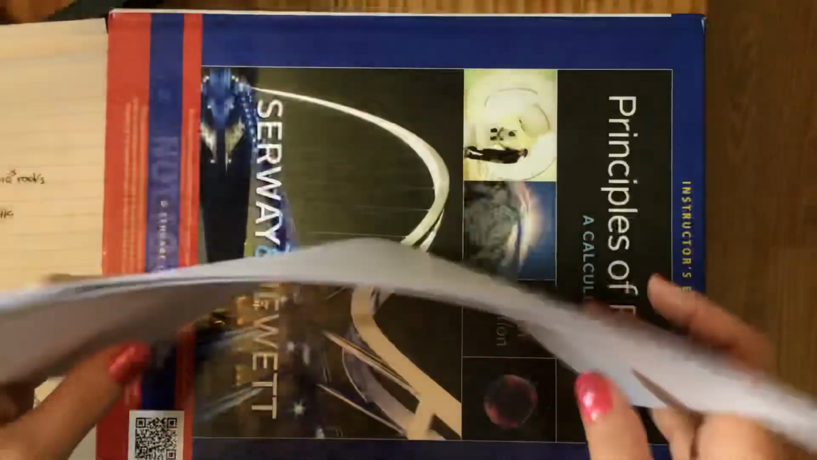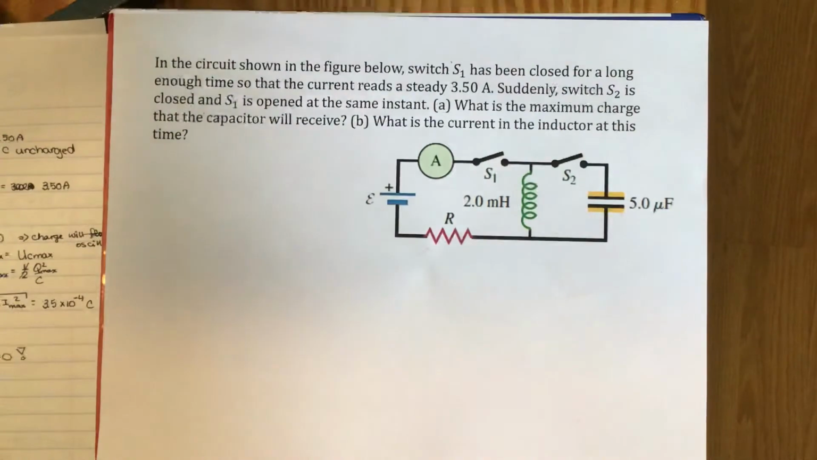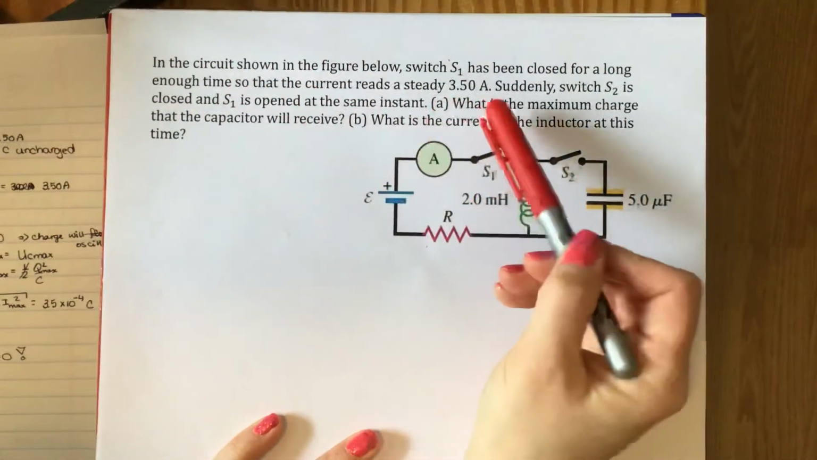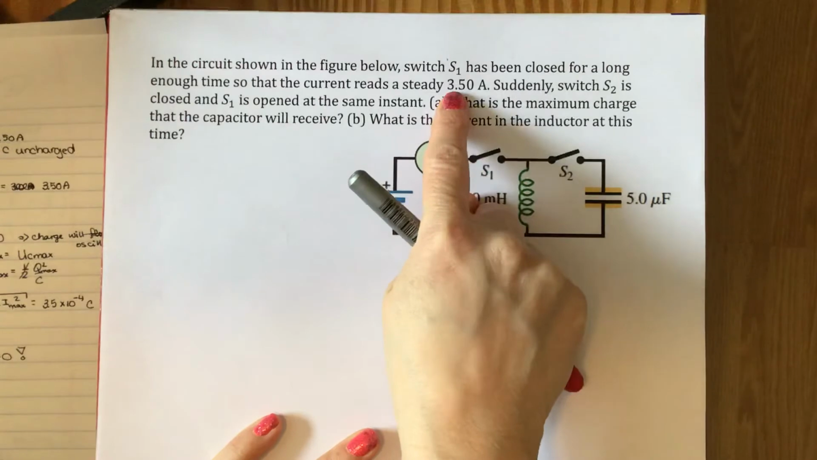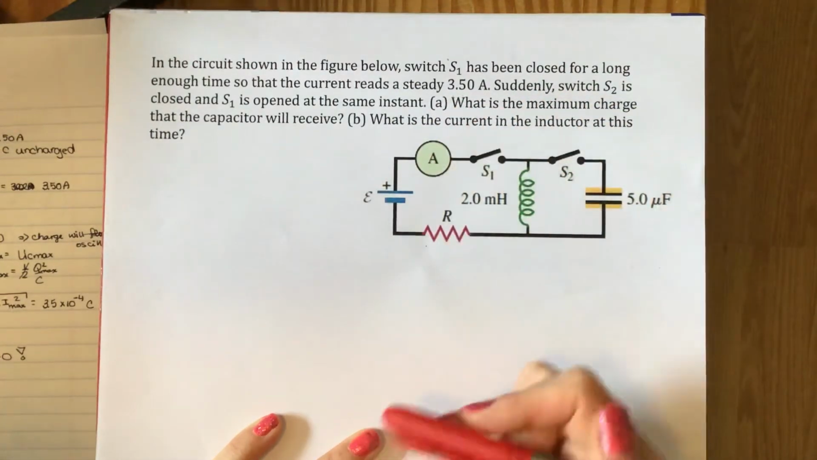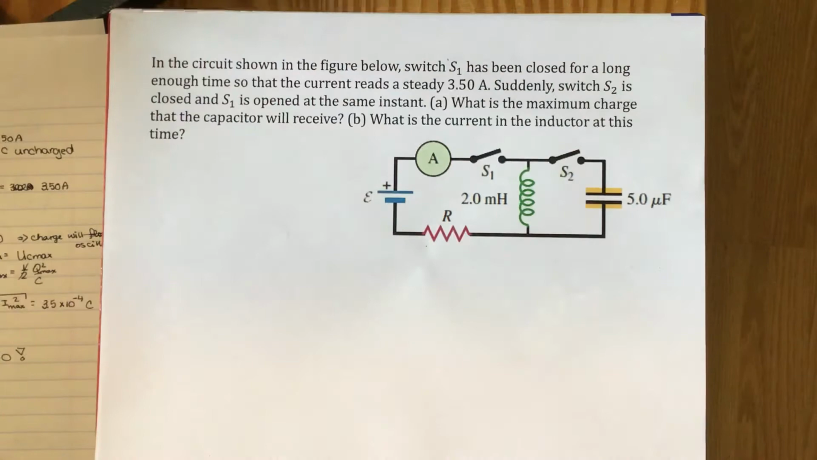This one looks like an RLC circuit, but as we read through it, it might not be what it appears right at the very beginning. In the circuit shown in the figure, switch S1 has been closed for a long enough time so that the current reads a steady 3.5 amps. Suddenly switch 2 is closed and S1 is opened at the same time. What is the maximum charge the capacitor is going to receive, and what is the current in the inductor at the time of the maximum charge?